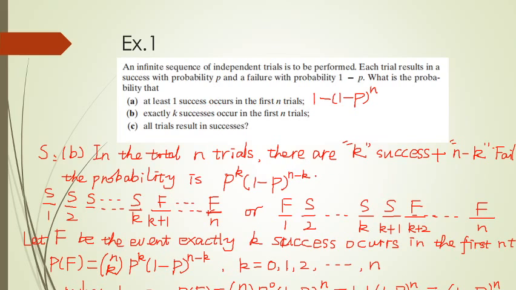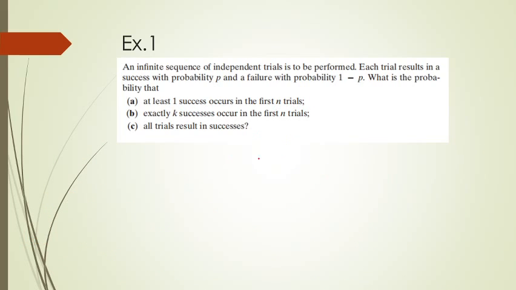Now let's answer part C. For part C, we can think about the first n trials. They said all trials result in success. We can consider the first n trials, and we know n approaches infinity because this is an infinite sequence of independent trials. Consider the first n trials. So this means all the trials in the n trials result in success.